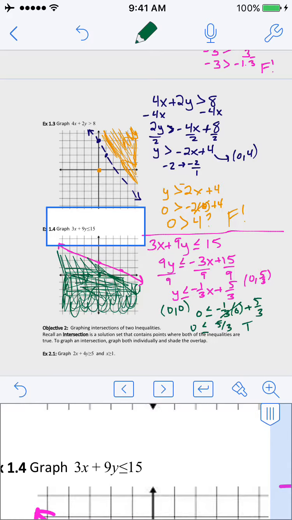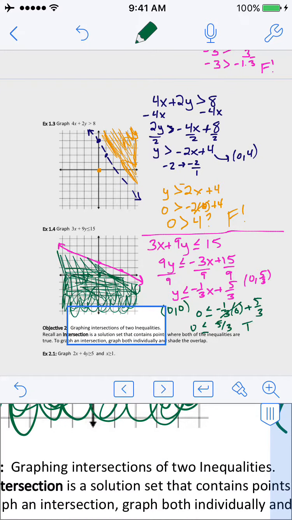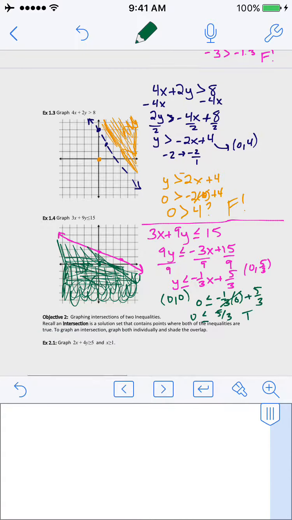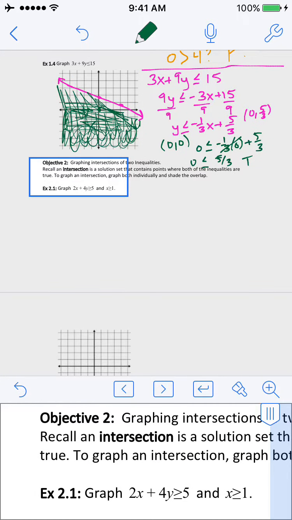You need to stop the video, you need to raise your hand, and you need to get your questions answered, because what we're going to go on to in just a sec is graphing 2 inequalities on the same plane, okay? So if you can't do 1, you can't do 2. Just trust me. You need to get your questions answered. Alright. So I'll give you a sec if you need to pause the video.